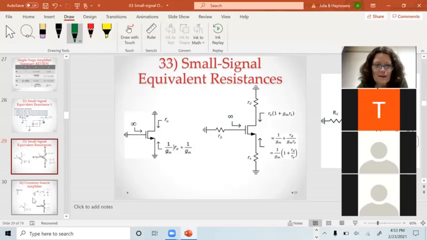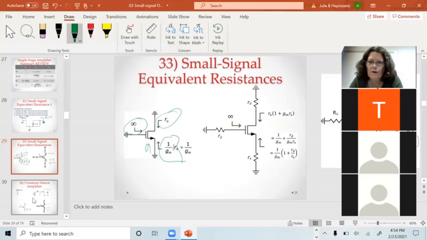If I look into the drain of a transistor, the resistance I see is little RO. We just saw that on the last one. If I look into the gate, the resistance is infinity. And I'll convince you of this one later. What you see looking into the source of the transistor is 1 over GM in parallel with RO. Since 1 over GM is so much smaller than RO, it approximately equals 1 over GM.